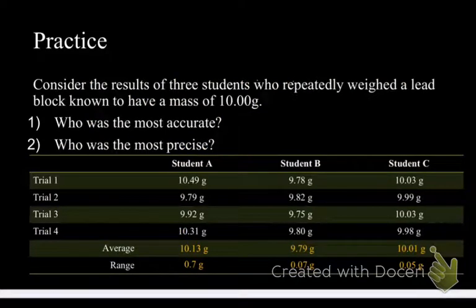So we're going to do some examples together and determine which of these students was the most accurate and which was the most precise. So with accuracy, again, we're looking for how close they are to the true value, and we're going to find the average and see which average is closest to the actual value. And then with precision, we're going to find the range and see which is the smallest number, because those data points are going to be the most precise.